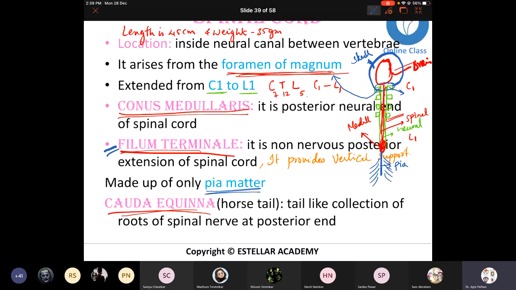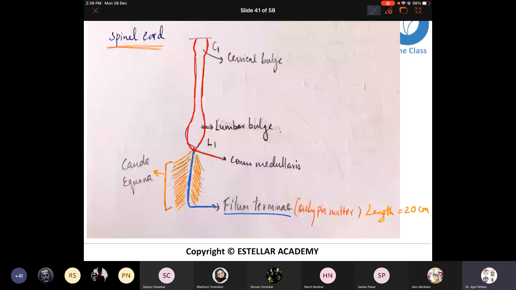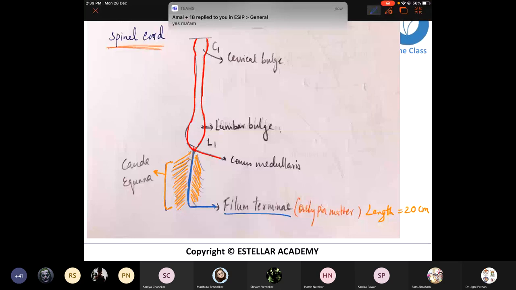Done? Are you all done writing? Now, please draw this. Can you see the diagram of the spinal cord? Cervical bulge, lumbar bulge, conus medullaris, filum terminale, cauda equina. Can you see this? Quick. Sanjana? Padma, can you see this clearly? Rishikesh, okay. So draw this quickly.